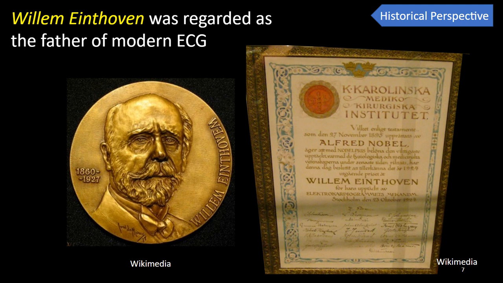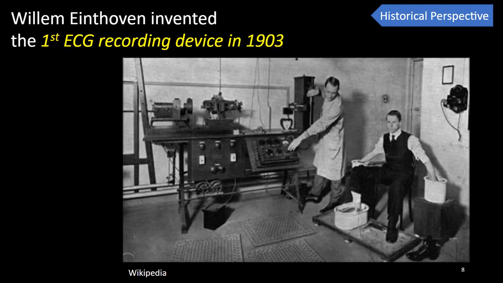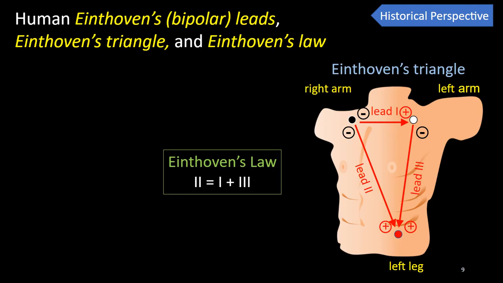Regarded as the father of modern electrocardiography, Einthoven was awarded the 1924 Nobel Prize in Physiology or Medicine for his discovery of the mechanism of the ECG. He coined the term ECG in 1893. He invented the first practical ECG recording device in 1903, and he designed the 3 standard bipolar limb leads in the frontal plane, 1, 2, and 3, in constructing Einthoven's triangle in 1912.